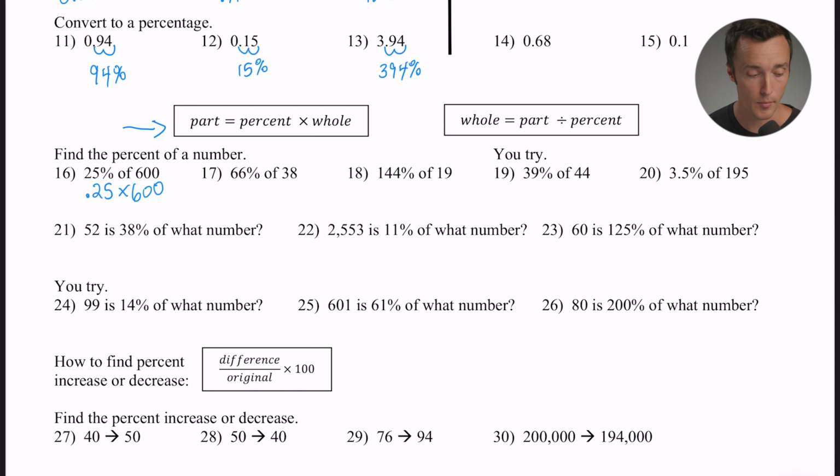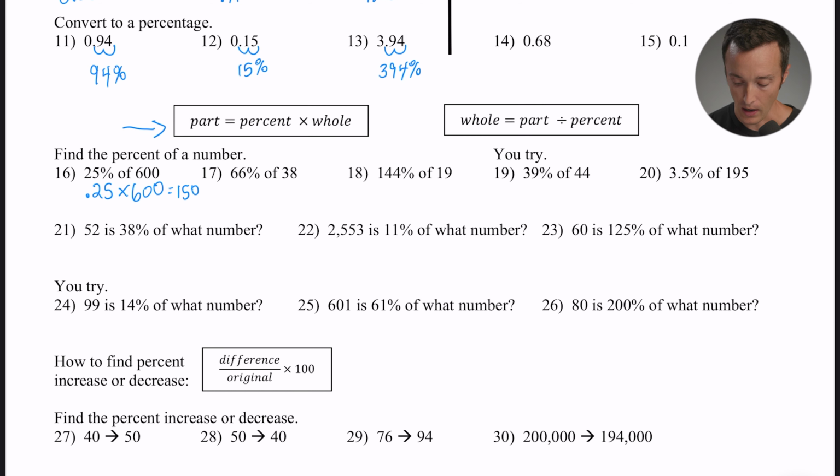600. You can grab a calculator or do it mentally if you want, but 0.25 times 600 is 150. So the part of the number that you get when you take 25% of 600 is 150. Okay. Number 17 is just like that.